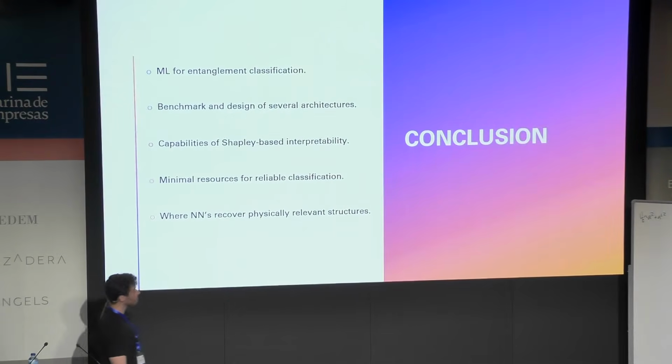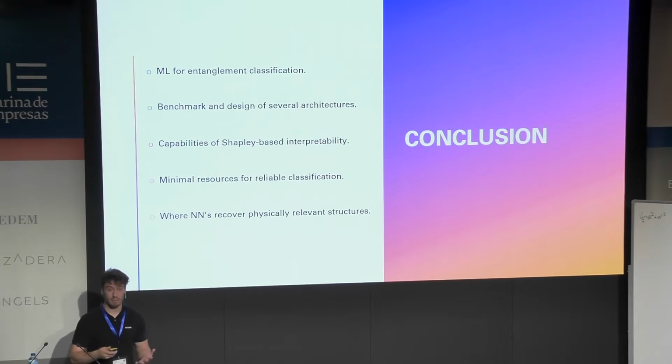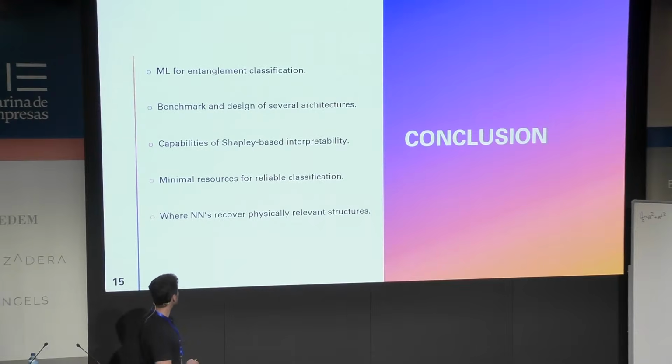So as a conclusion, it's possible to characterize entanglement using neural networks. And we are actually benchmarking several types of architectures, and we are providing different guidelines for designing them in different scenarios. And we are testing how the Shapley method for interpretability works in this particular problem.